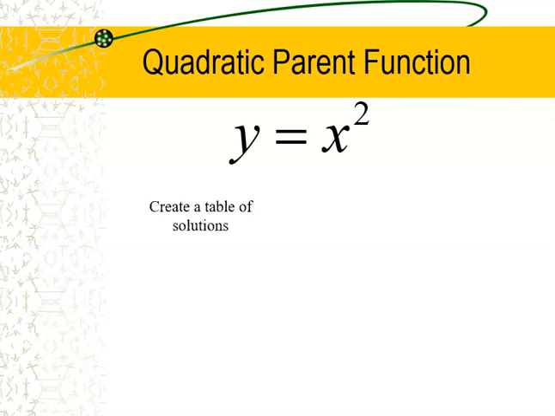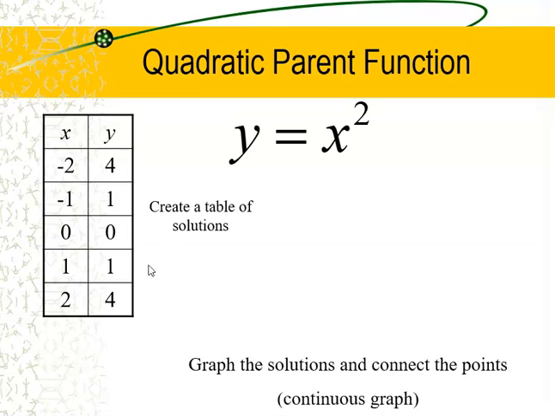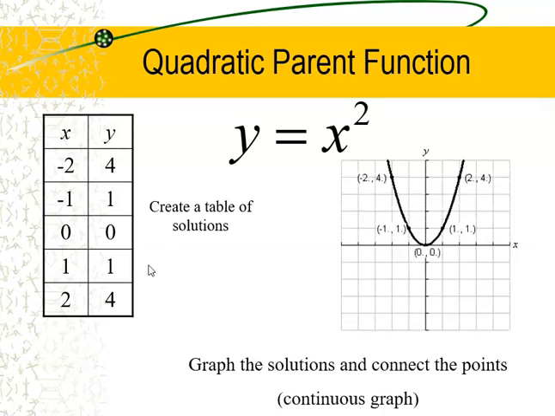To create a table of solutions, you can choose the same x coordinates that we chose for the linear function, -2, -1, 0, 1, 2, but you will square each of these numbers to get your y coordinates. So -2 squared is 4, -1 squared is 1, and so on. When you plot those 5 points and connect them, it will create what we call a parabola.